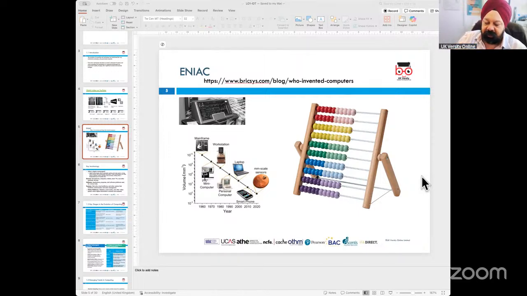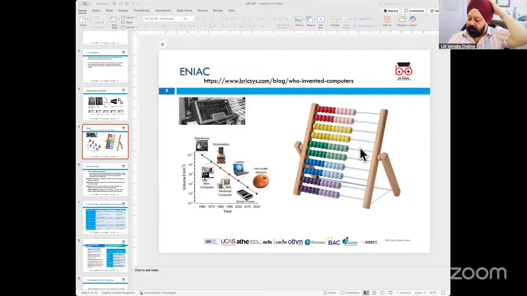And these devices essentially were used for mathematical calculations. For example, how much toll is to be collected, or how much food has to be given in terms of weight and things like that. They were used as instruments to do those mathematical calculations.